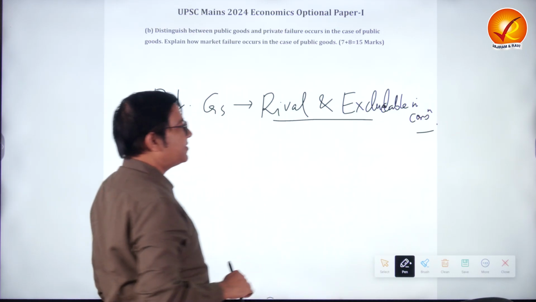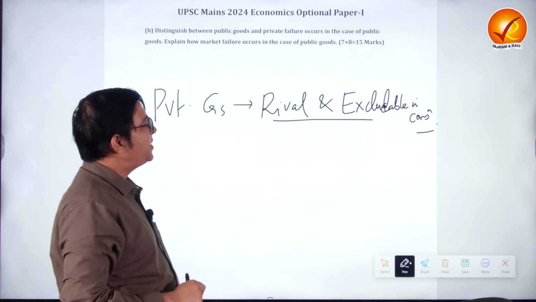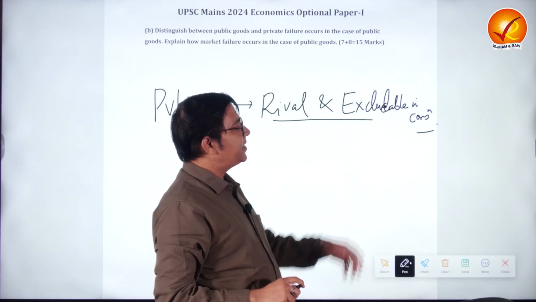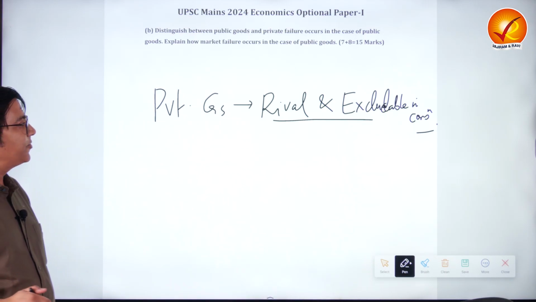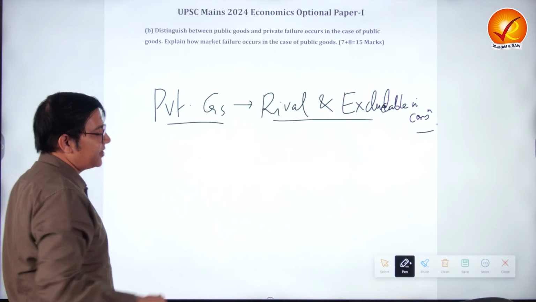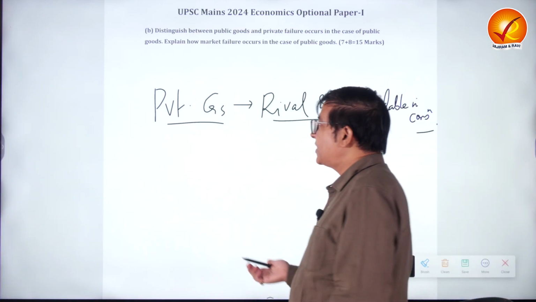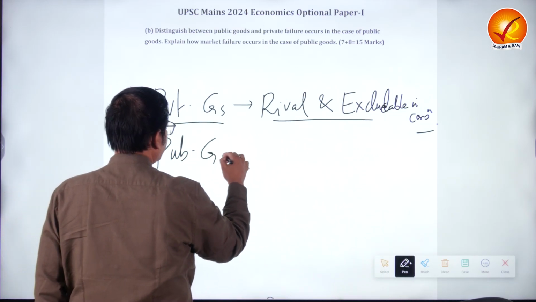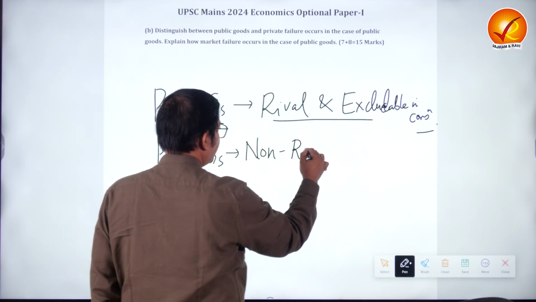Okay, rival means if I am consuming that particular good, the other person cannot consume the same unit. Excludable means the owner of that good may exclude someone who is not ready to pay. That is how most of our goods are, private goods like food items, furniture, clothes, etc. They are all private goods. Public goods are the exact opposite: non-rival, non-excludable.